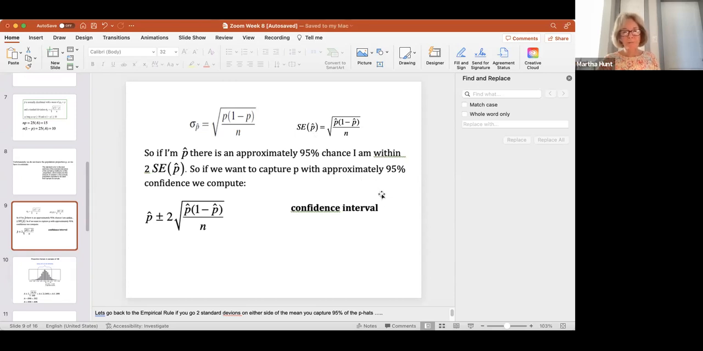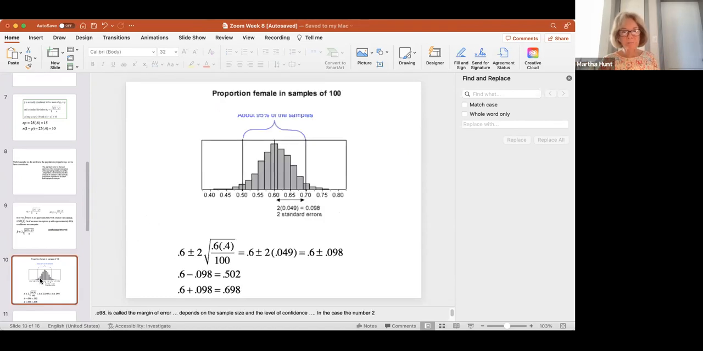Now, here we go. You might not like to do this, but I want you to think back to the empirical rule. What does the empirical rule say? It says that if you go out two standard deviations, you capture 95% of the p hats.